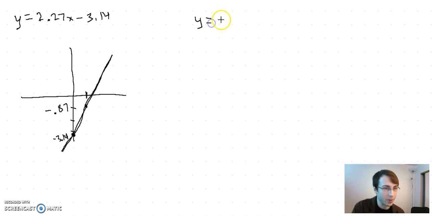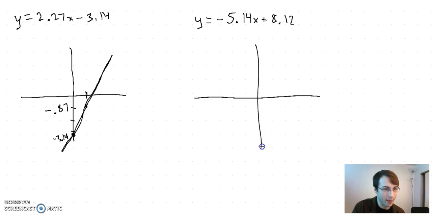How about y equals negative 5.14x plus 8.12? Well, again, this is a similar process. So we start out with finding our y-intercept, which is this number, so 8.12. So let's go up 1, 2, 3, 4, 5, 6, 7, 8. So we're just a bit above 8.